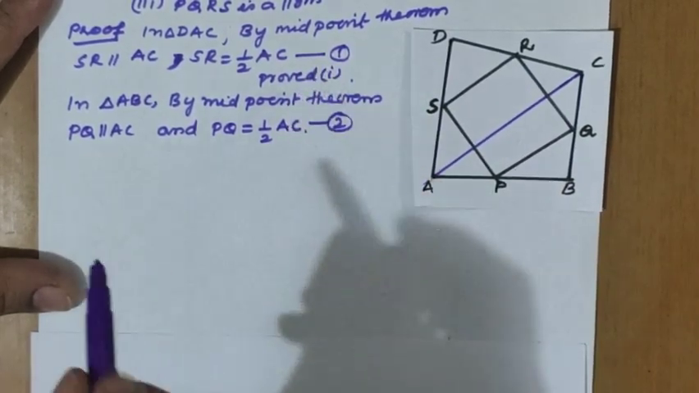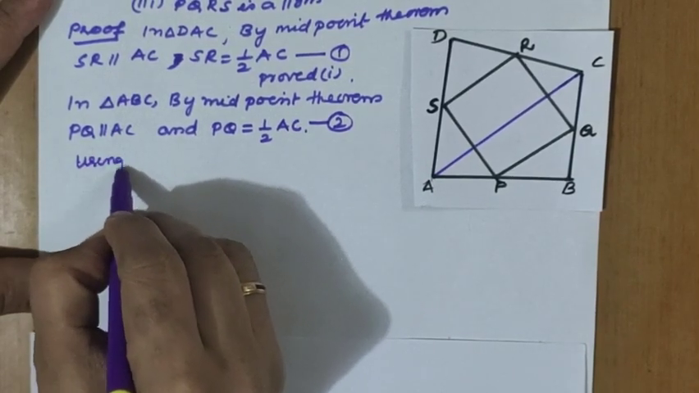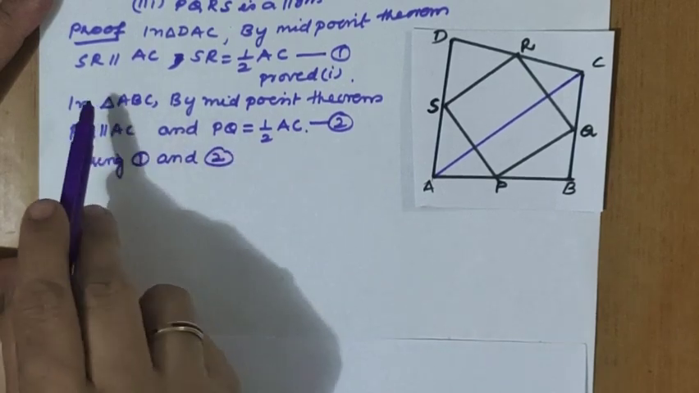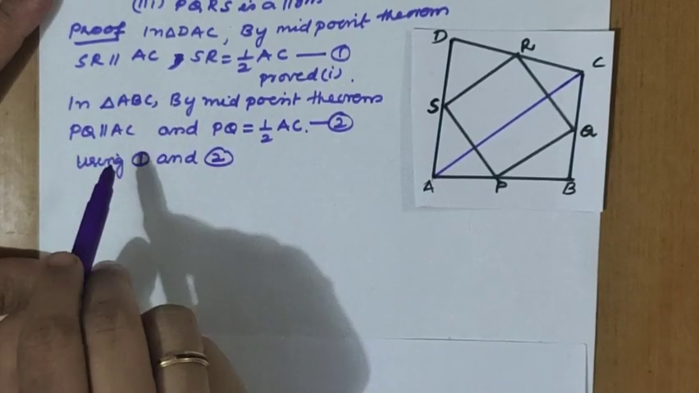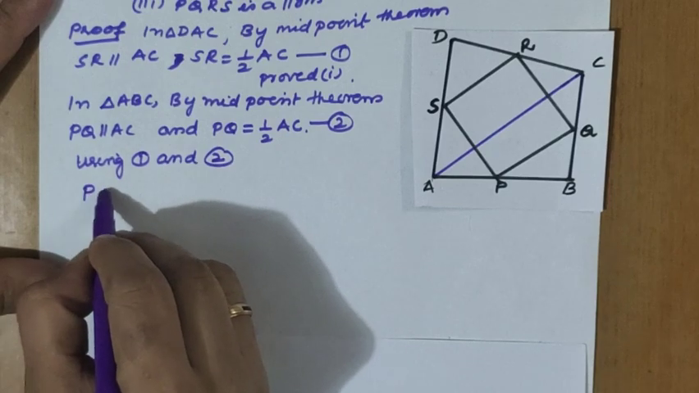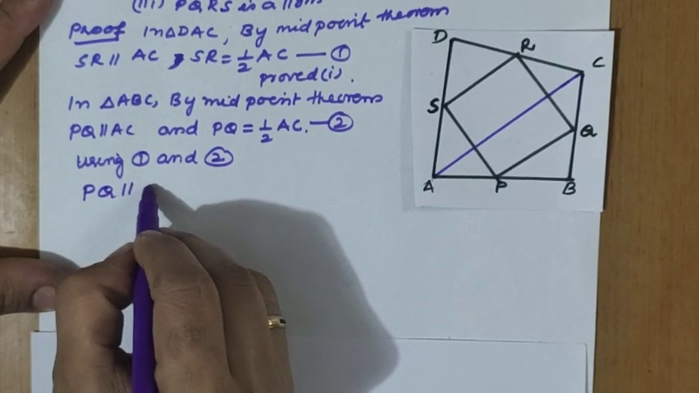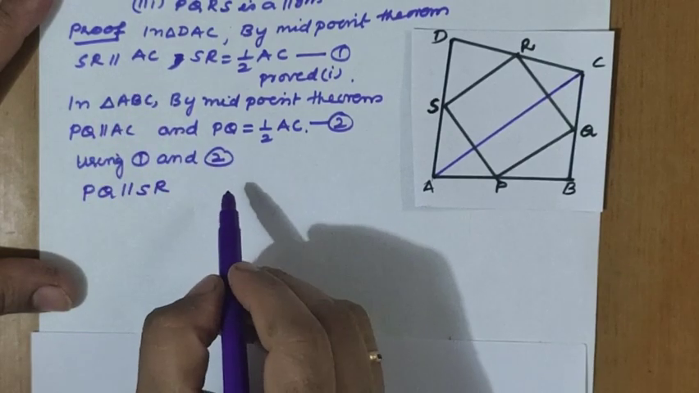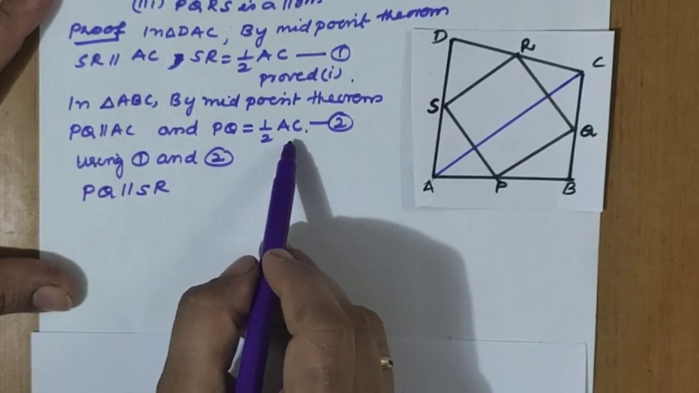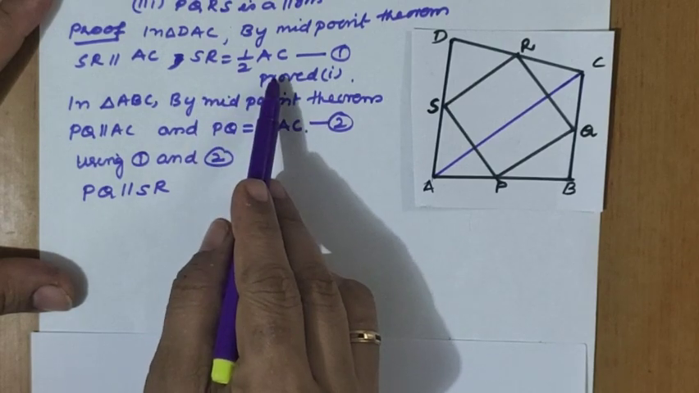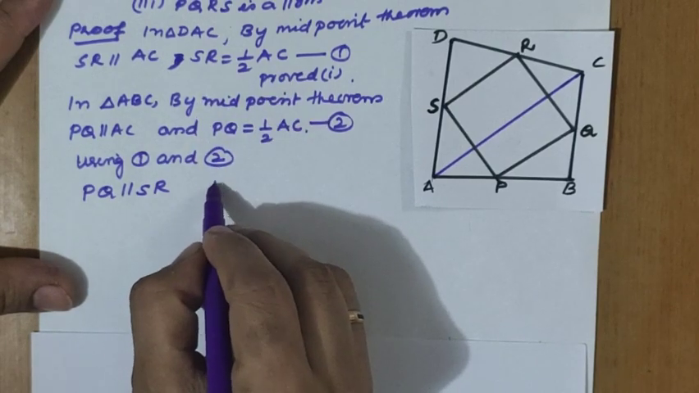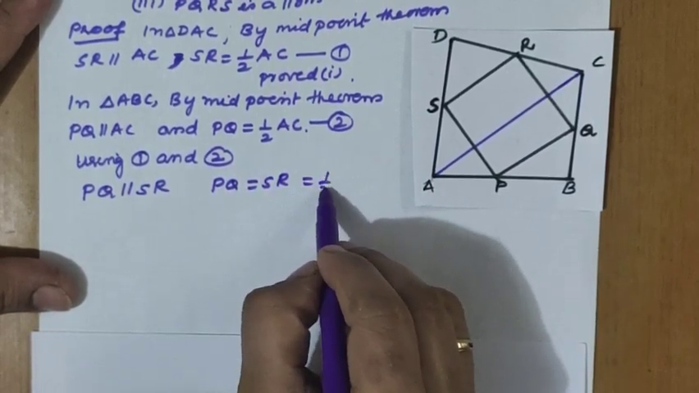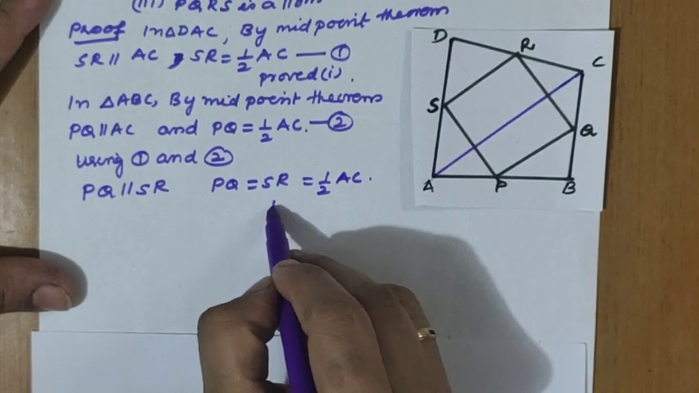So using 1 and 2, what is the conclusion? SR parallel to AC, PQ parallel to AC, then we can write that PQ parallel to SR, as both are parallel to the same thing, AC. So PQ and SR are parallel to each other. Now PQ equal to half AC, SR equal to half AC. What is the meaning of that? PQ equal to SR, both equal to half of AC. So proved second.